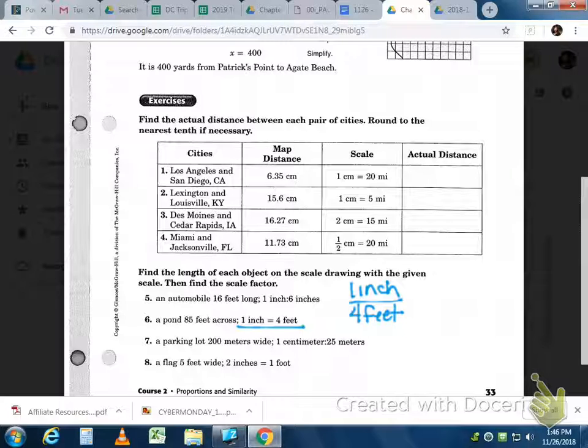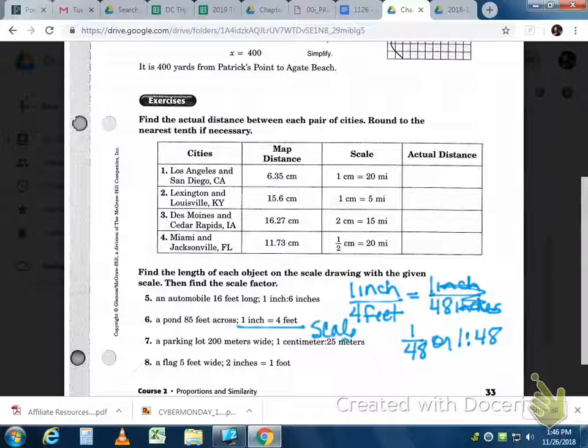What's easier? Inches, because changing 1 inch to feet would be 1/12 of a foot, maybe too hard. So I'm going to do 1 inch. How many inches in 4 feet? 48. Over 48 inches. Now that we've got the same unit, you don't have to write these anymore. So it's 1 over 48, or you could do 1 to 48. This is the scale factor.